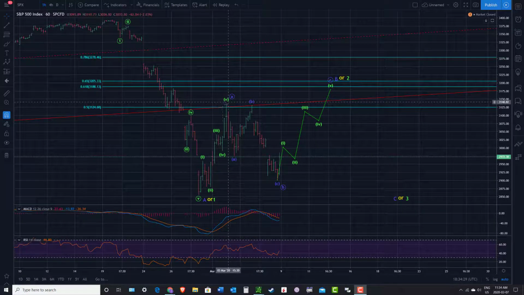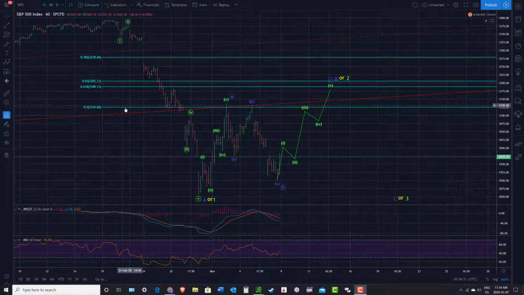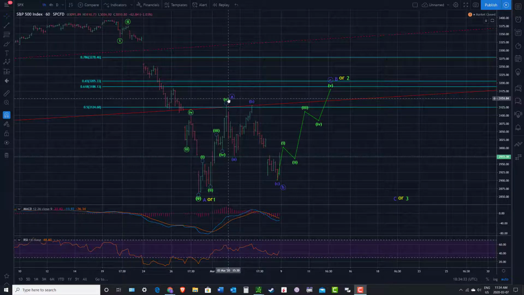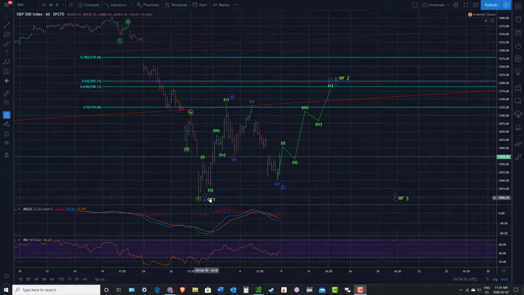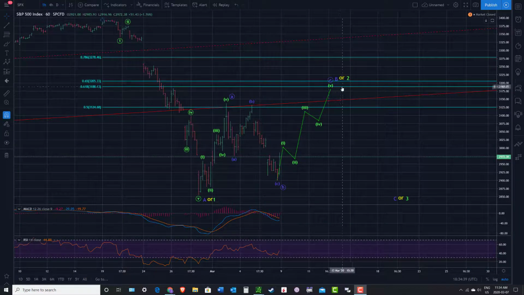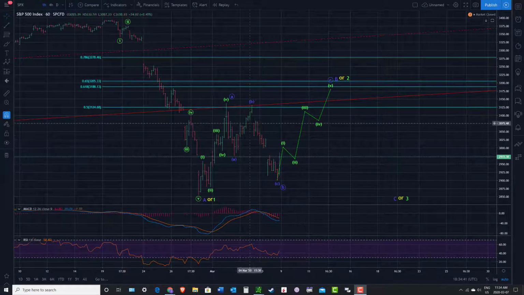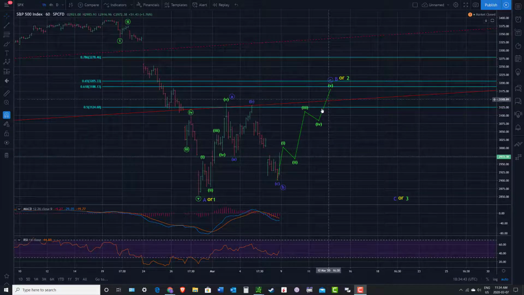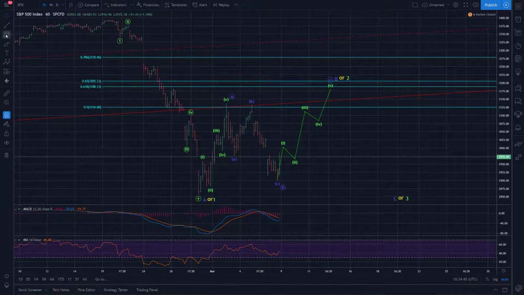So if you shorted this first retracement here, this 50% retracement, you got a decent move down, but I don't think you're going to just go down so easily and make those lower lows without further correction first. And that's certainly what the wave pattern is suggesting at the moment too. And a few things to point out.